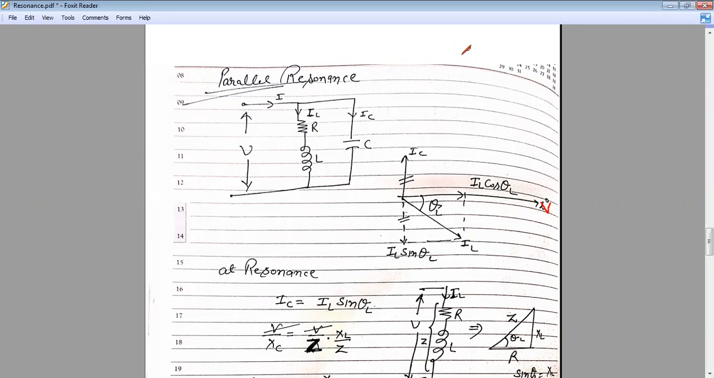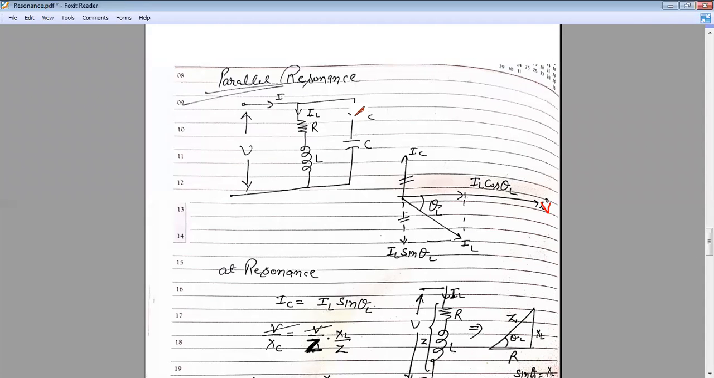This is the condition where supply voltage and current are in the same phase, or in other words, the power factor during resonance is unity, or the overall impedance of the circuit acts as resistive. Whenever we find the resonance frequency, the procedure is quite complex if we compare it with the procedure for series resonance.